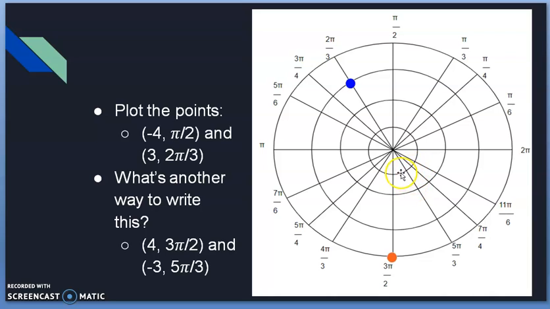Now, in case that's unclear, let's think about it again. Let's say we graph this as (3, 5π/3), that would put us here, but the negative would take us back here.